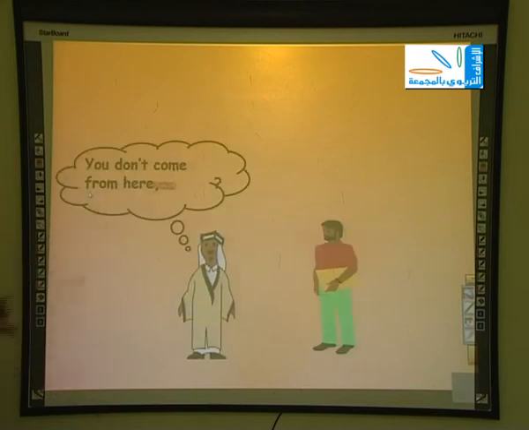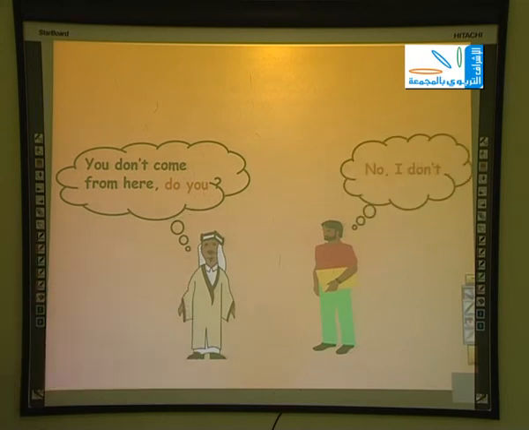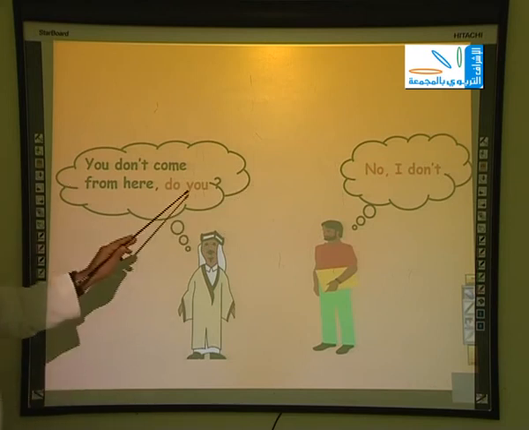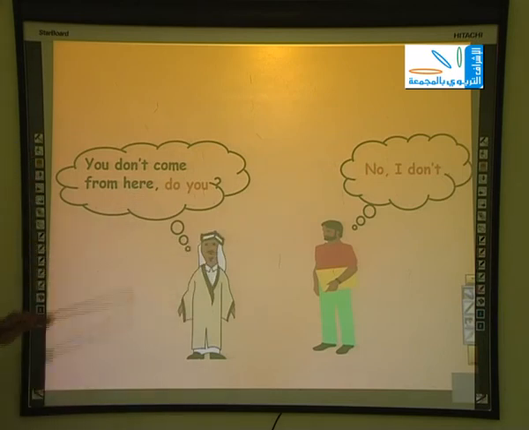Now, we're going to give you some examples to test your understanding. Look at this picture. You don't come from here. What is the expected tag question? Don't. So it will be, yes, do you. So you don't, it will be do you. The second person will answer saying, no, I don't. You, I. Don't, do, don't, as we see.